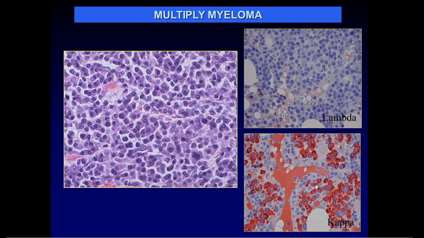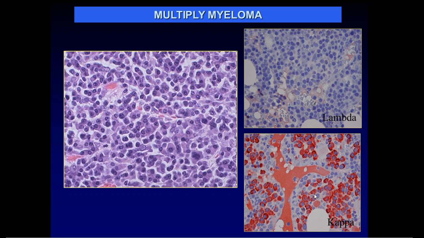So when we assess the presence of some protein molecules on the surface of the tumor cells. So here we have lambda and here we have kappa. So these 2 markers are useful when we are talking about plasmacytoma.